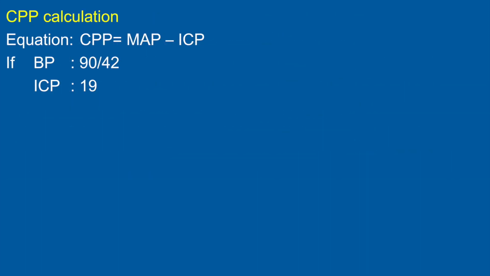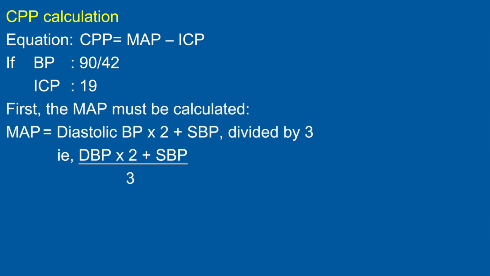How to calculate CPP? The equation is CPP equals mean arterial pressure minus ICP. If BP is 90/42 and ICP is 19, first the mean arterial pressure must be calculated. Mean arterial pressure is equal to diastolic BP times 2 plus systolic BP, divided by 3.